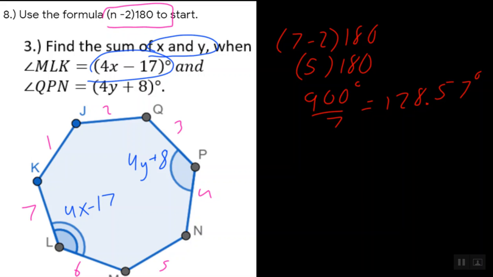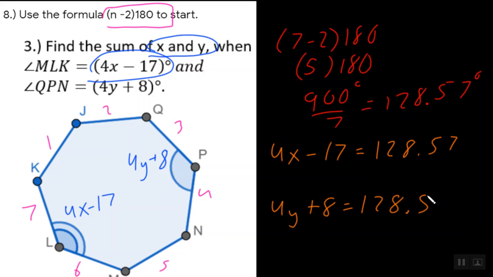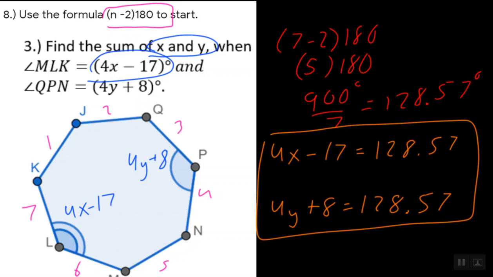to. So I could do this: 4x minus 17 is equal to 128.57. I can also do 4y plus 8 is equal to 128.57. And at the very end of the problem, after you solve for both x and y, it says find the sum of x and y. And so what you're going to have to do is do x plus y, and this will equal your final answer. So solve both of those equations. Solve one of them for x, solve one for y. Take your two answers and add them, and you'll have the answer to this problem.